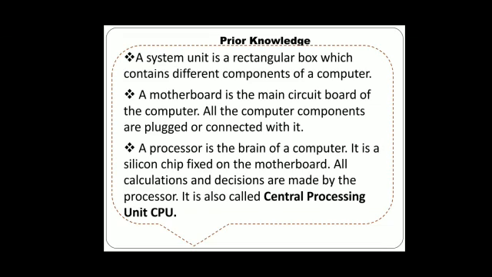So let's start our today's topic, but before starting, let's see some important points from our last lecture. In the last lecture, we have done three topics. The first one was system unit. A system unit is a rectangular box which contains different components of a computer. These components are located in the system unit to protect it from dust and damage. For example, we have motherboard, processor, memory and different storage devices in a system unit.